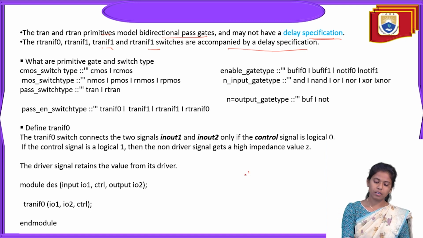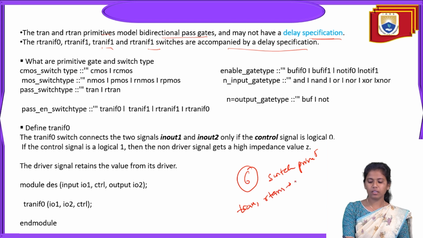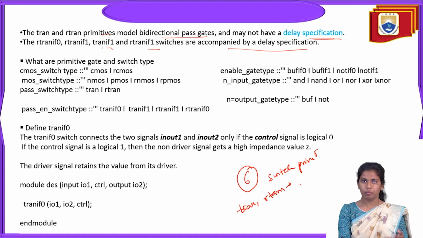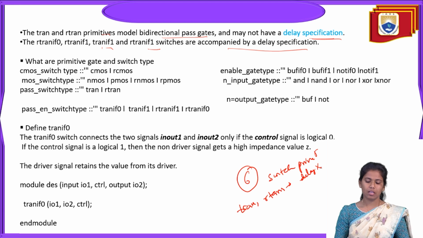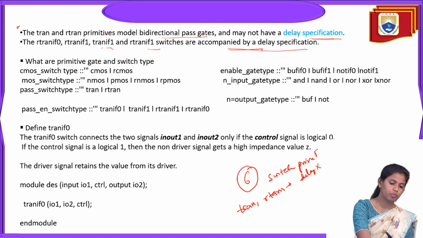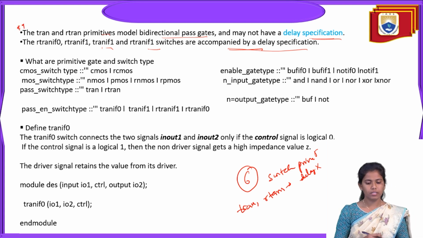As we know, we have 6 switch primitives in total. Out of these, tran and rtran switch primitives may not have a delay specification, so there is no need to observe these delays. Whereas the other 4 types of switch primitives are accompanied by the delay specification. This is an important point to be remembered.